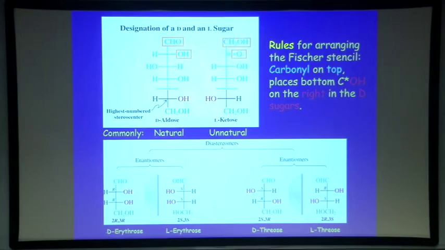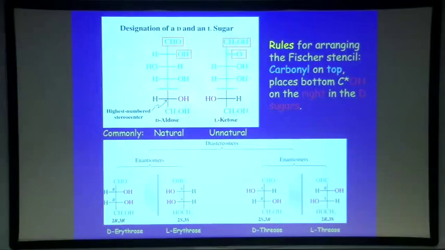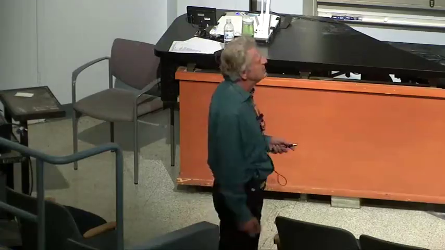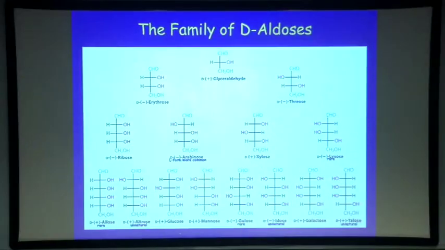They're just image and mirror image, and they differ only by the sign of rotation of plane polarized light. Otherwise, NMR is the same, melting point is the same, infrared spectrum is the same, and so on. But among the diastereomers, the NMRs are different, and the IR is different, and the melting points are different. Okay, and that then gives you the family of the aldoses and the ketoses.